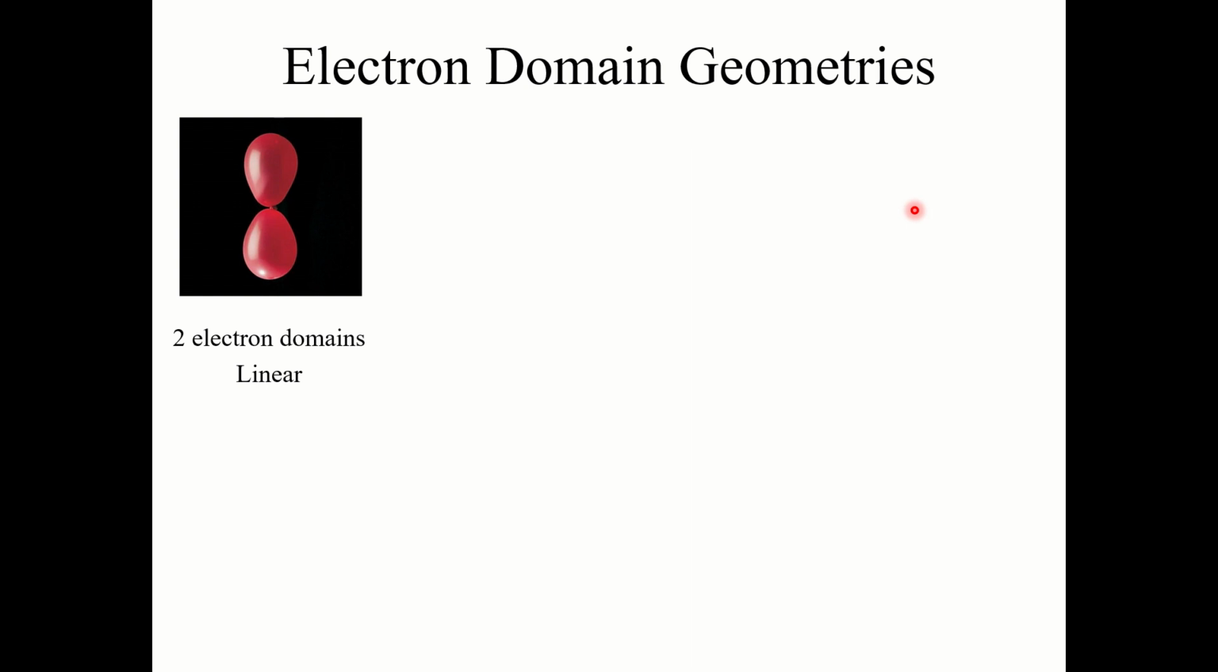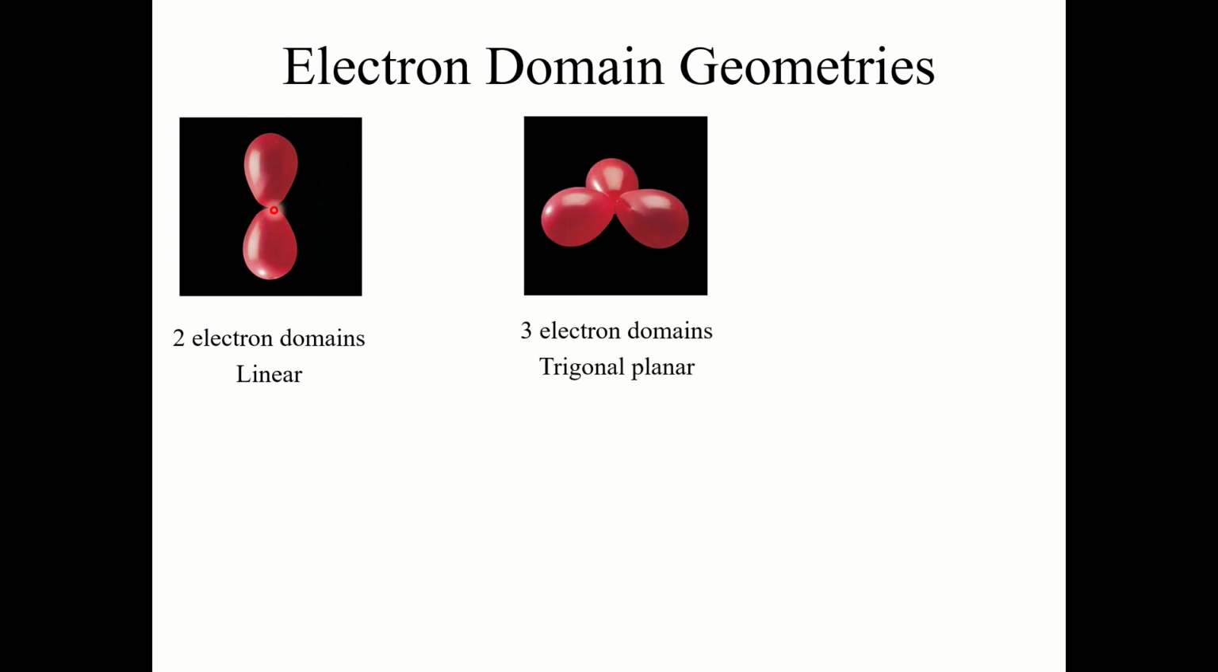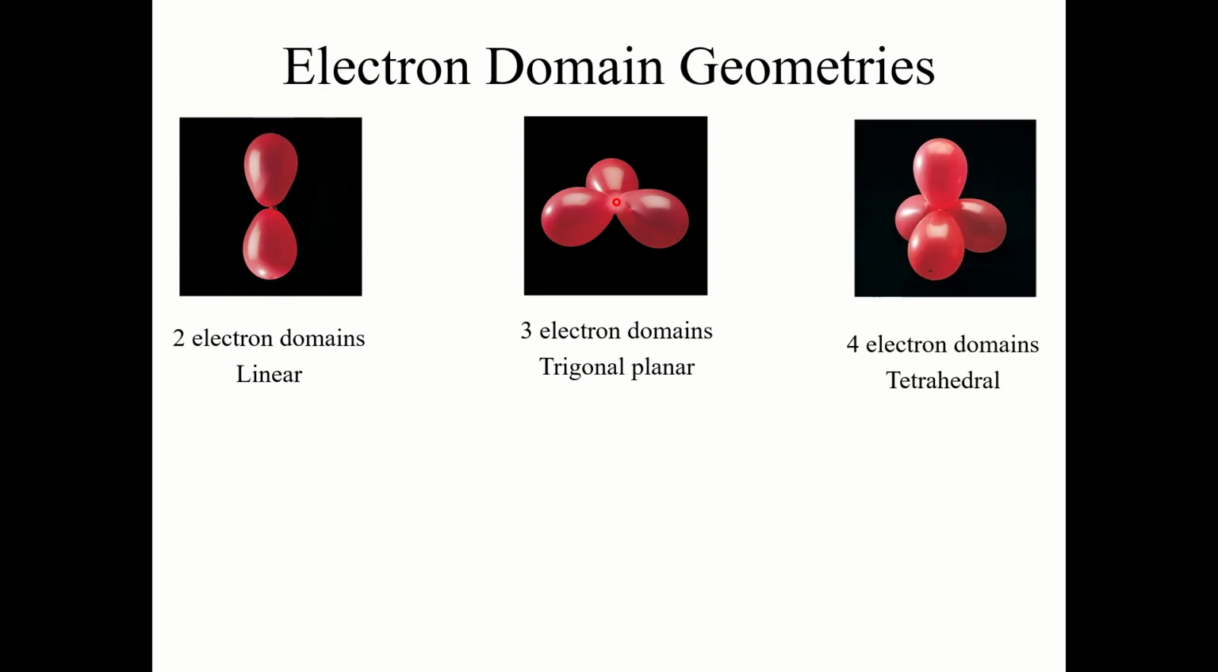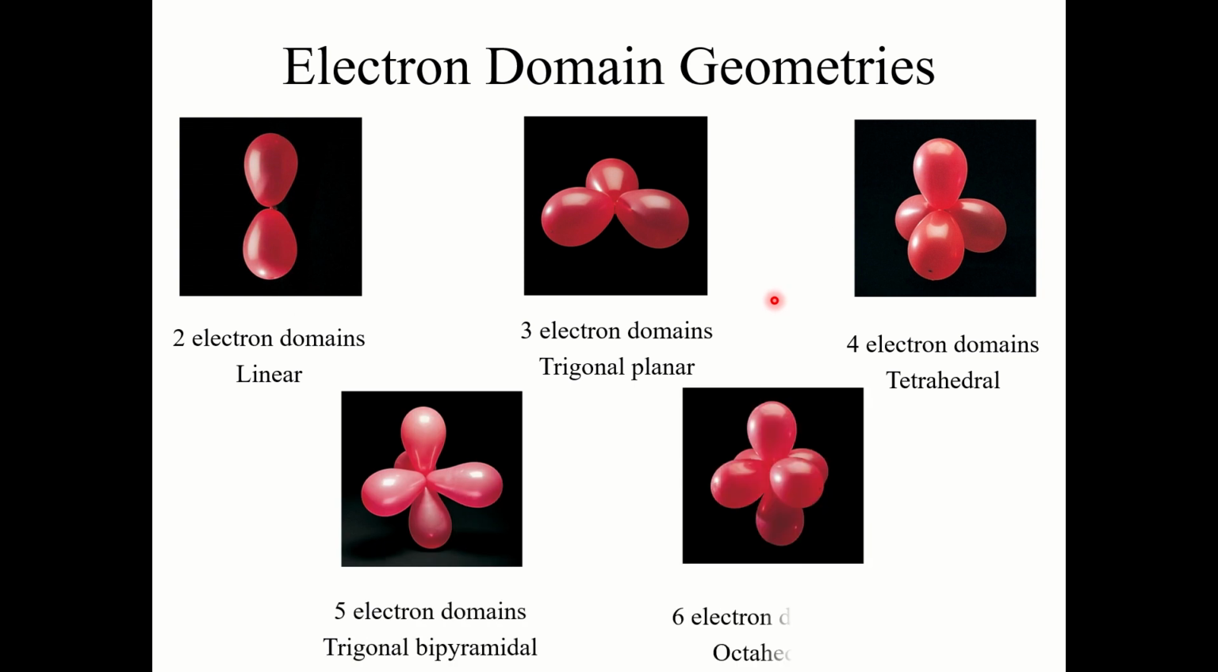So let's look at the electron domain geometries. This is the geometry a molecule has based solely on the number of electron domains. 2 electron domains gives the shape of linear. The central atom is shown in the center, and then the terminal atoms are shown on the outsides here. 3 electron domains, trigonal planar. 4, tetrahedral. 5 is trigonal bipyramidal. And 6 is octahedral. These are the ideal geometric shapes to get the electrons as far away from each other as possible, given the number of electron domains present.